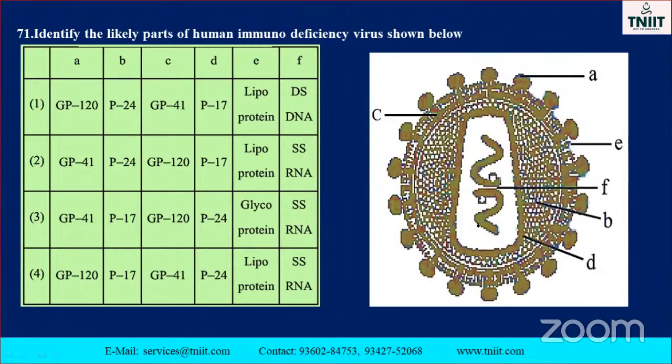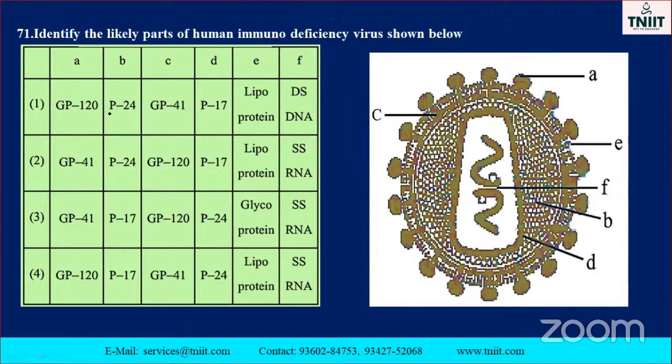Okay. See that the first option is glycoprotein 120. Where is that, A? Glycoprotein 120. Yes, correct. Another glycoprotein. So the option is here only, GP41. GP41, where is that, you know? This one is called glycoprotein 41. See where it is. Glycoprotein 41, glycoprotein. So these two are correct. A and C are correct, isn't it?